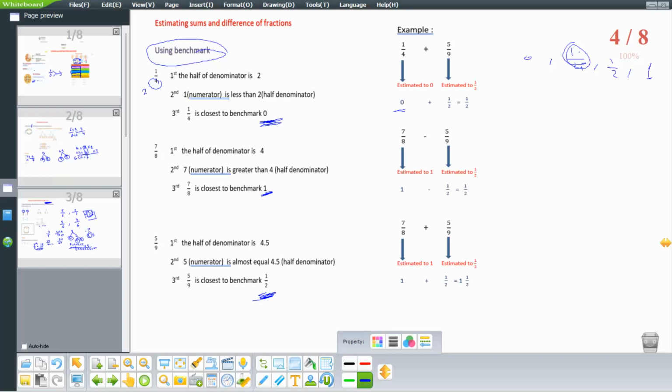7 over 8 estimates to 1, and 5 over 9 estimates to half. So 1 minus half equals half. 7 over 8 estimates to 1, and 5 over 9 estimates to half. So 1 plus half equals 1 and a half.